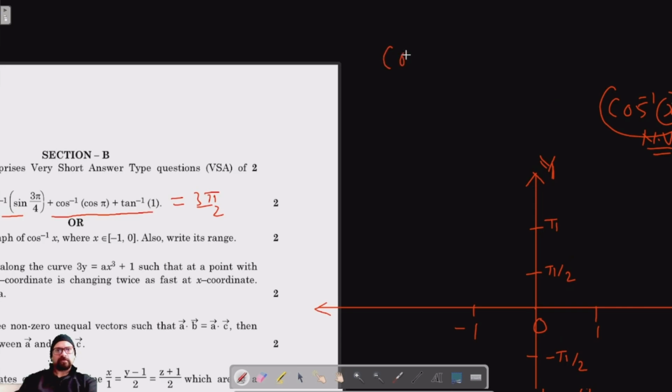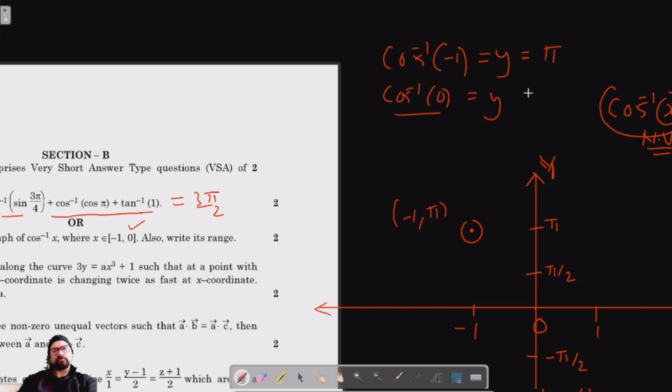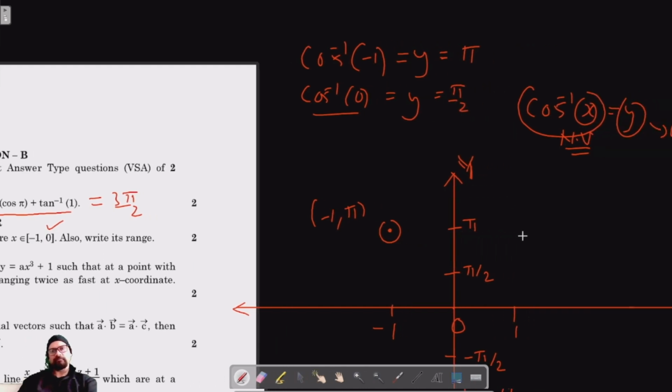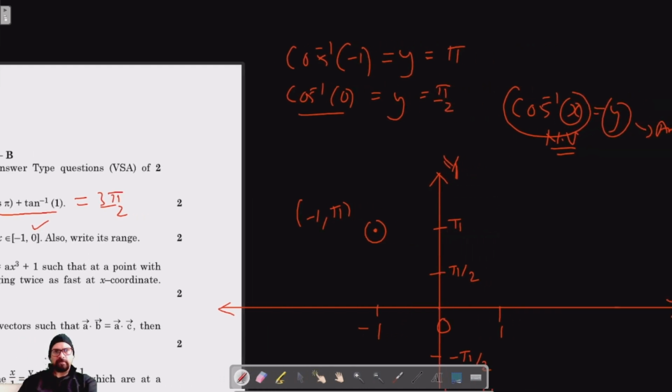So cos inverse of -1, let's say, is equal to y, and we know that cos is -1 when y is equal to pi. So this is our first coordinate, -1 comma pi. And now let's check it for cos inverse 0. We know that cos is 0 when y is equal to pi by 2. So 0 comma pi by 2 is our second coordinate, and let's join these.